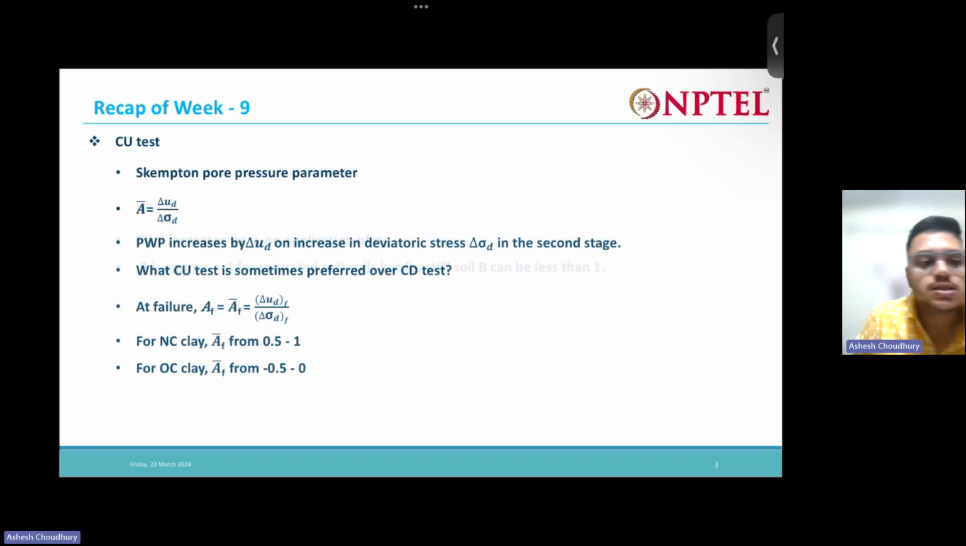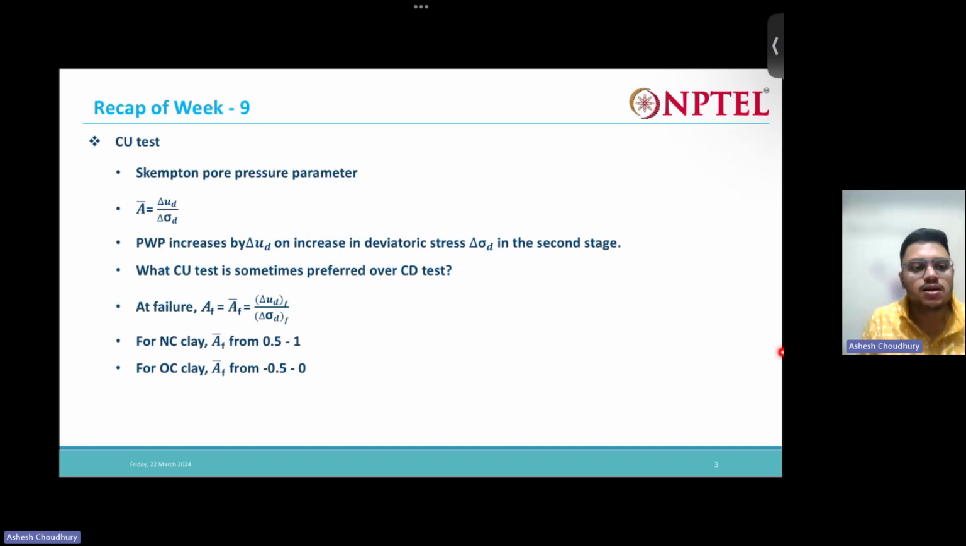Now there is one more test we studied, that is the CU test. The CU test means consolidated undrained. Here in the second stage, the shearing stage, the drainage valve is closed. So as the drainage valve is closed during the shearing process, what is going to happen? Extra pore water pressure is going to get generated, right? So that is how we define the parameter A.